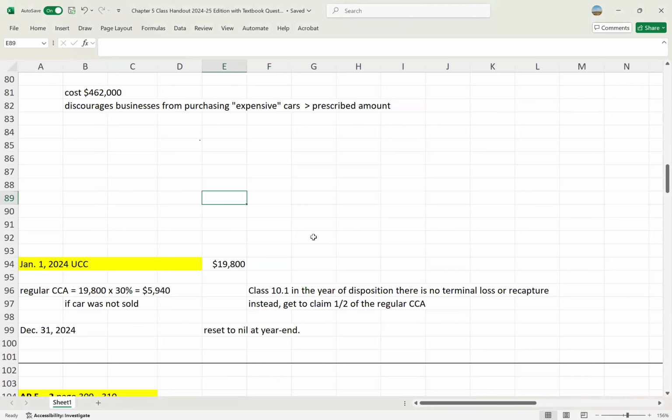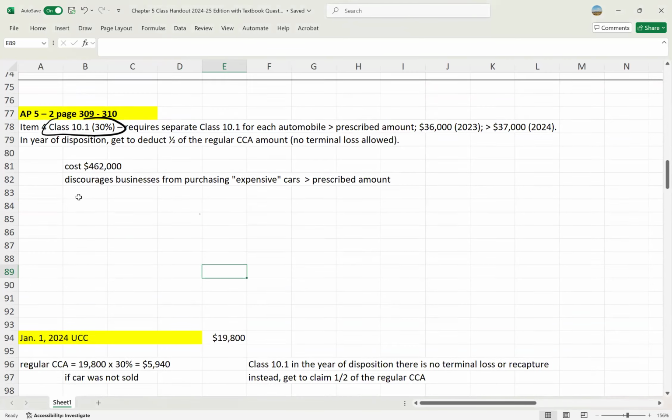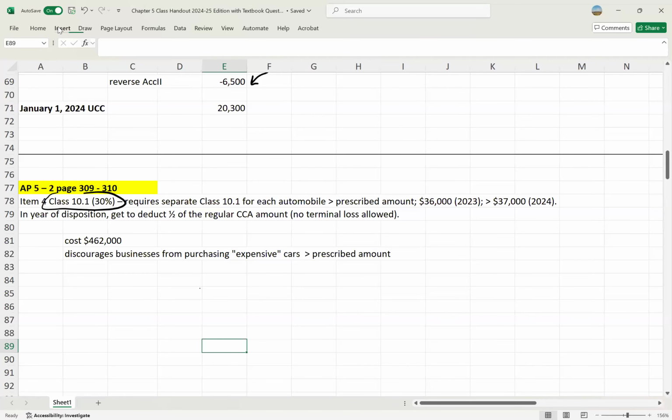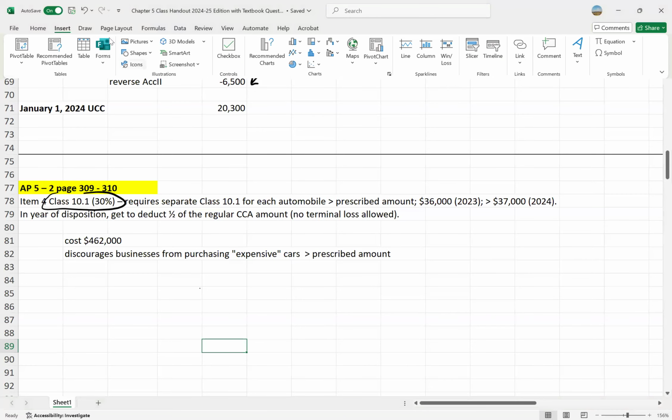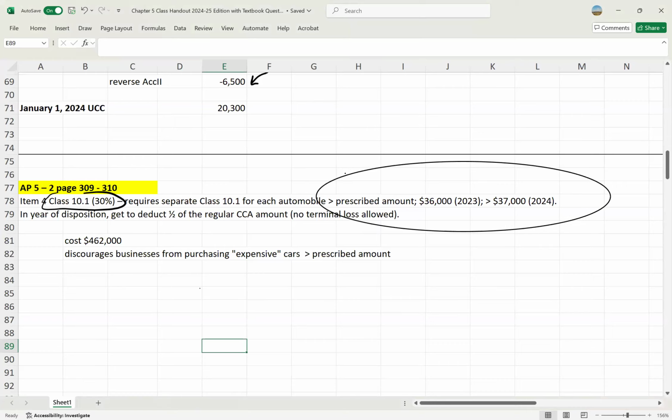Figure that out later. So I want to just sort of figure out, how do we get to 19,800? And this is, once again, where those prescribed amounts come into play. So remember, we talked about the prescribed amounts, and we said that the prescribed amounts are listed here: 36,000 in 2023, 37,000 in 2024. So I want to just sort of explain how we got to this.